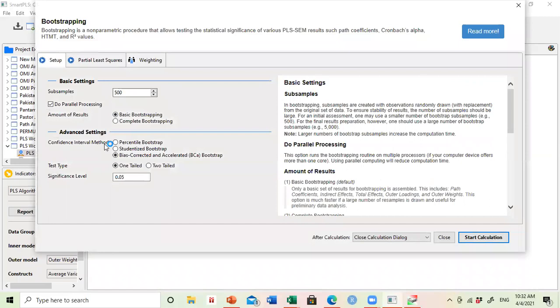Then under here, what you should do is look at the subsample here. Three literatures exist. One of them says you can use 500. This is by default 500 here. Others said you can use 1,000. Other people say you can use 5,000. And the new literature says you can even run it up to 10,000.